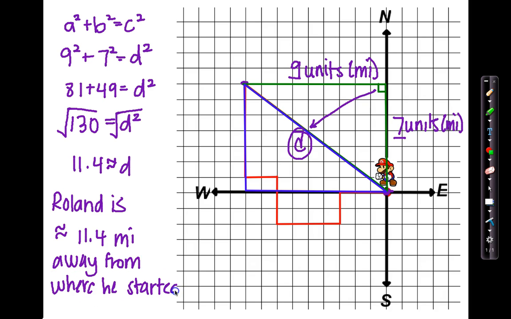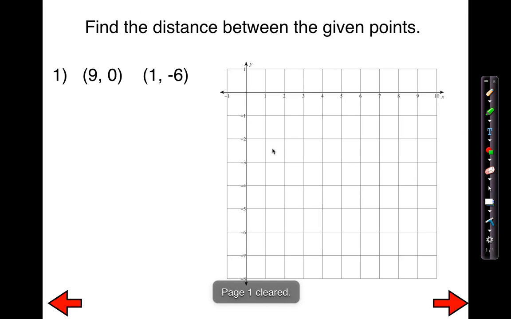So notice the only thing that was a little bit challenging about this particular problem is there was more than just two directions. He took a certain path and you had to figure out his entire route. And then other than that, we just went ahead and used the Pythagorean theorem to figure out the actual length that he traveled. Okay, so now we're just going to go ahead and move on to the next problem.